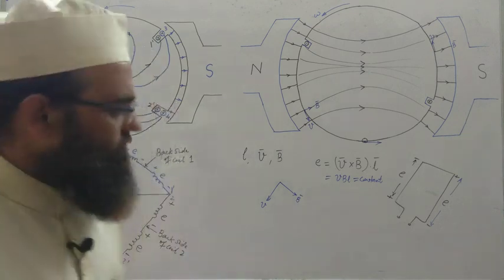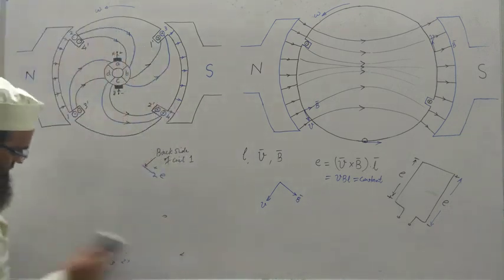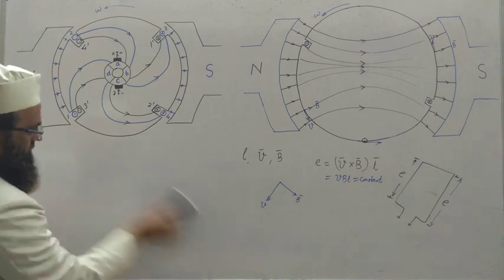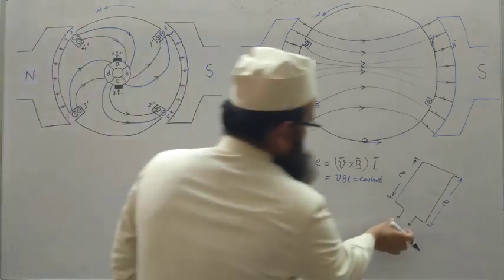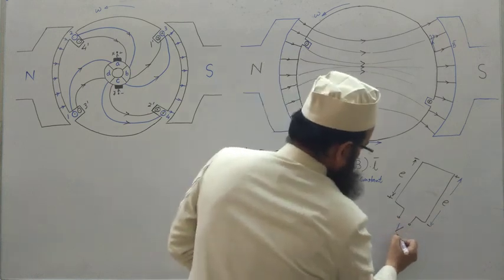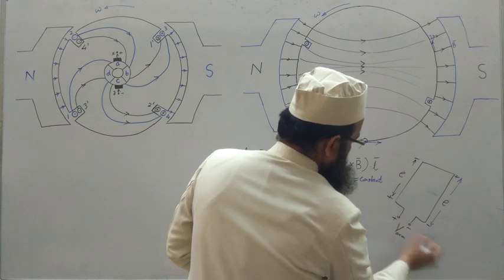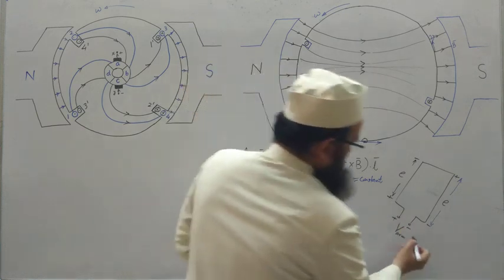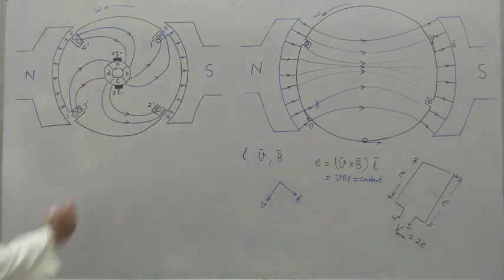So if you are going to plot EMF induced across this, let us say this is V armature, ARM, let us mark it V. This is plus, this is minus. So this is equal to 2E. So let us plot here.